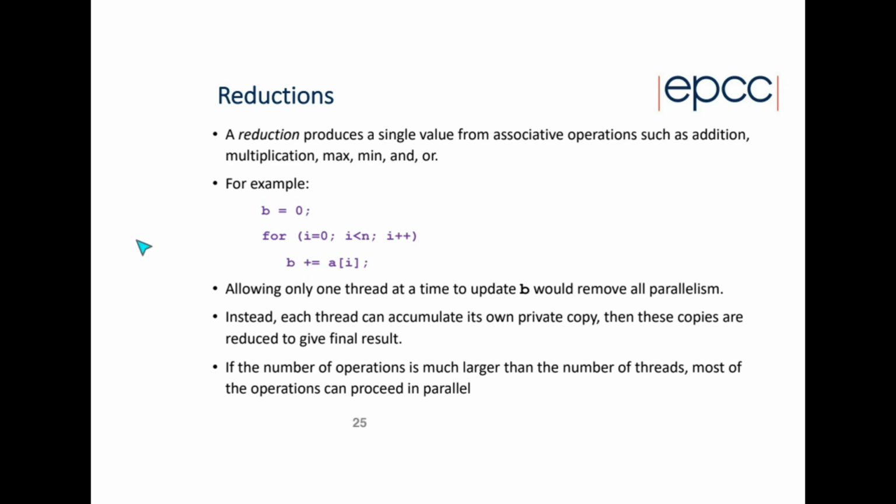If we synchronize our threads in such a way as to allow only one thread at a time to update B, then we'll get the correct answer, but we'll have removed all the parallelism. And in fact, we'll have done even worse than removing all the parallelism. We'll have added some synchronization overheads as well. So the resulting program is likely to be slower than just running it on a single thread.